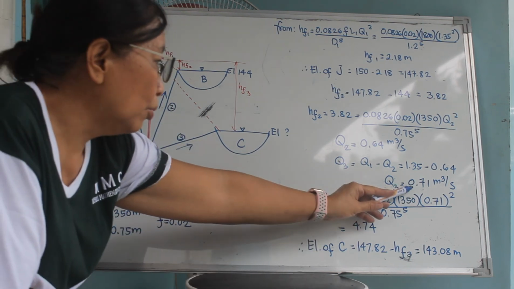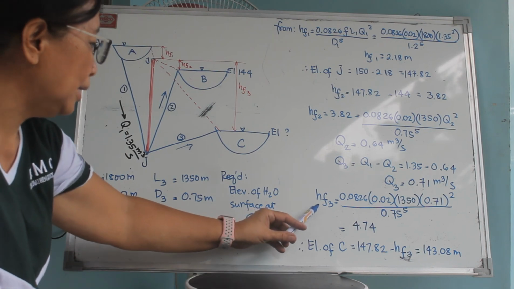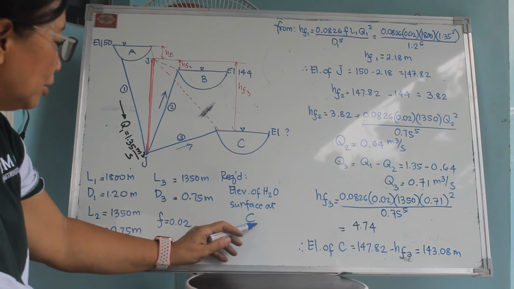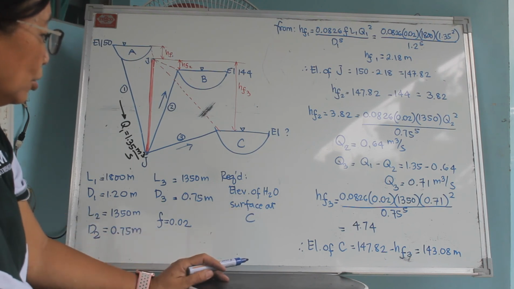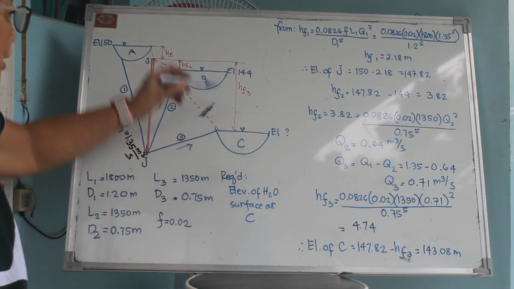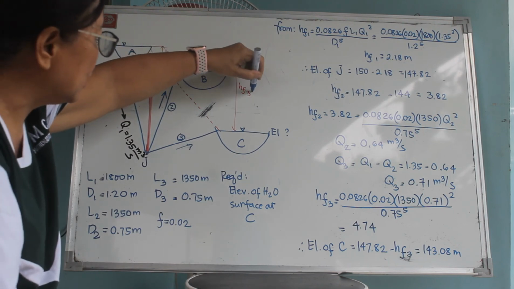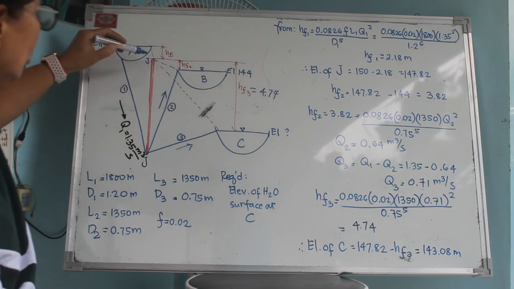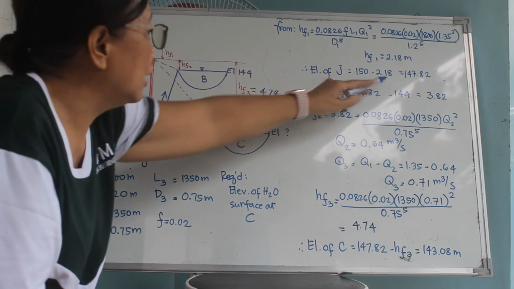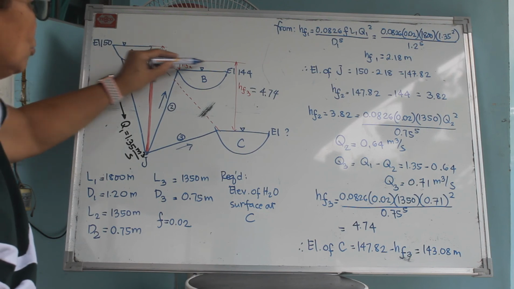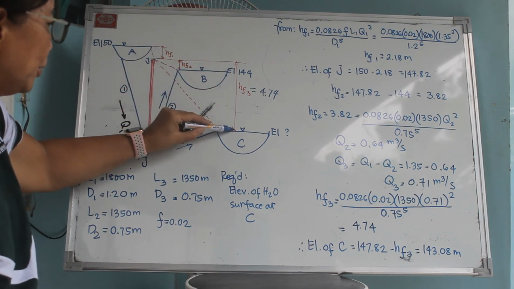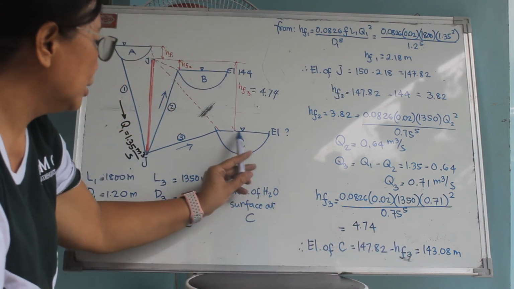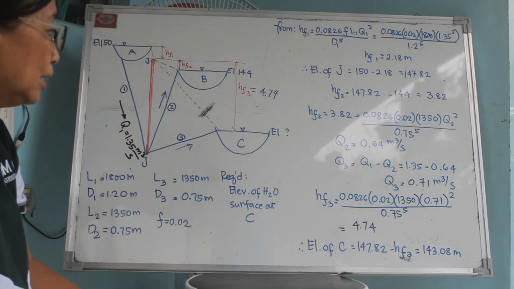So, with Q3 known, we can solve for HF3 and that is 4.74. So, ang tanong sa atin, ano daw ang surface elevation ng water doon sa reservoir C? So, if this is given as 4.74, okay? So, yung elevation nito na na-compute natin na 147.82, ibawas natin yung 4.74, yun na lang yung elevation ng water surface sa C, which is 143.08.